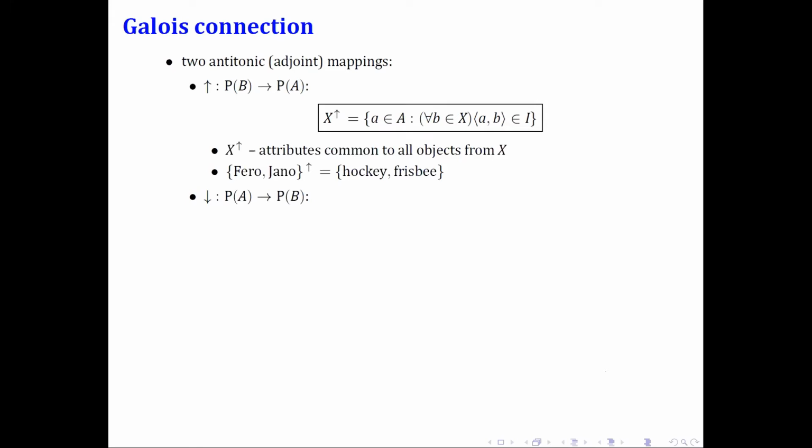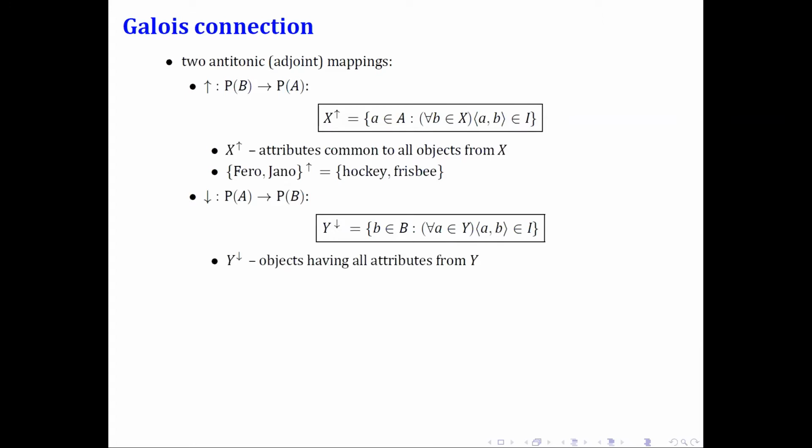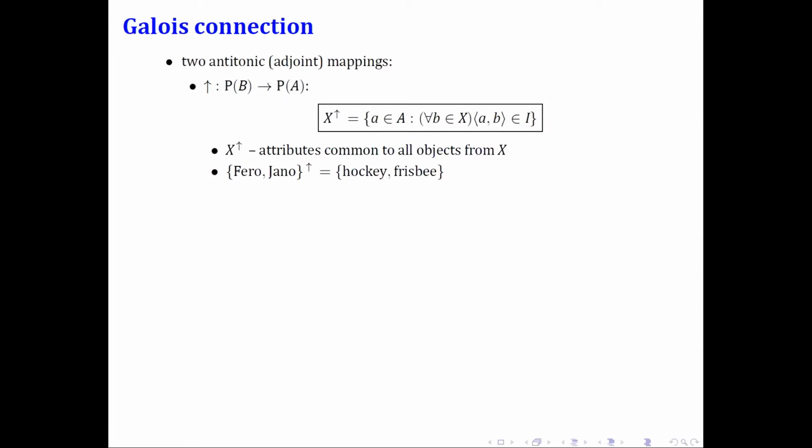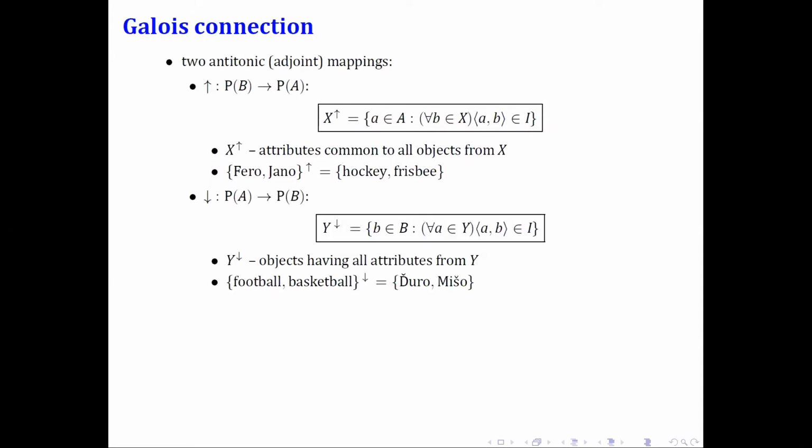Okay. Then, because we have 2 mappings, the second mapping is the down arrow. It is from P(A) to P(B). It is defined for each group of attributes, and the values are groups of boys. It is the opposite direction to the first mapping, so they are antitonic. The definition is formally very similar. Y down arrow means all objects having all attributes from Y. For example, football, basketball. We can see in our table that Duro and Misho have, or like, these sports. So football, basketball down arrow is Duro and Misho.